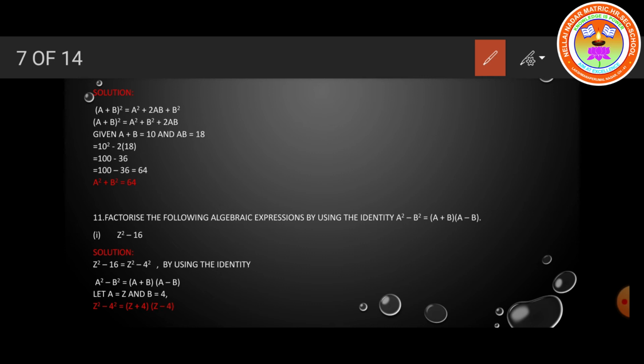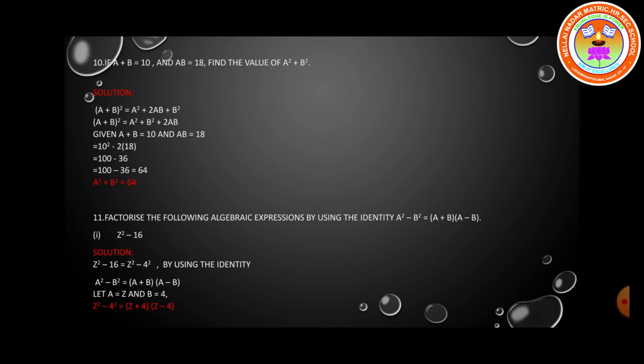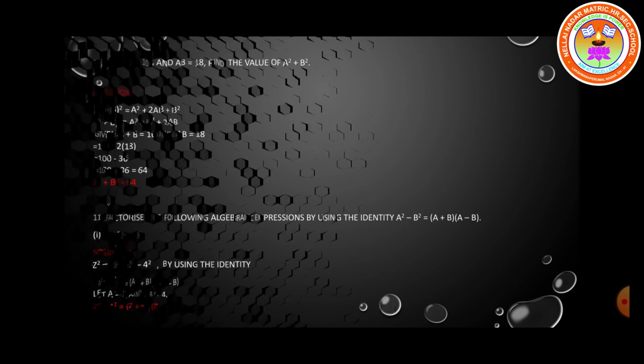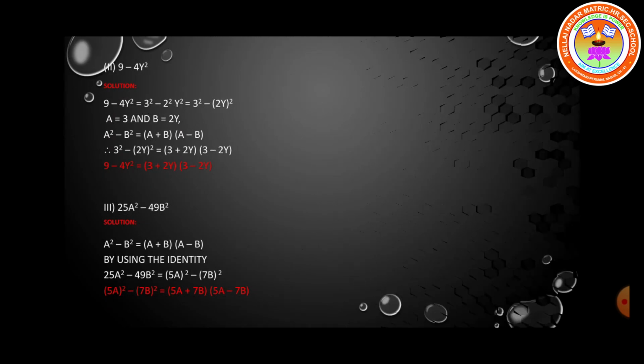Can you understand, all of you? Now we are going to see the second one. What is it? 9 minus 4y square. Using the identity (a plus b) into (a minus b), a is equal to 3, since 3 square is 9, and b is equal to 2y. So the answer is (3 plus 2y) into (3 minus 2y).